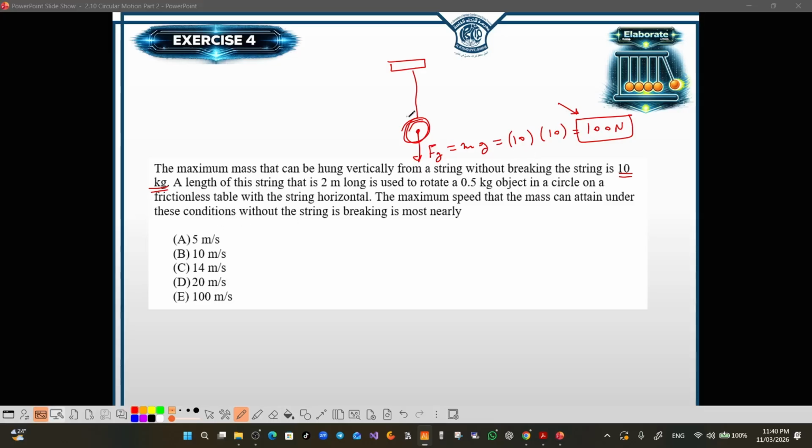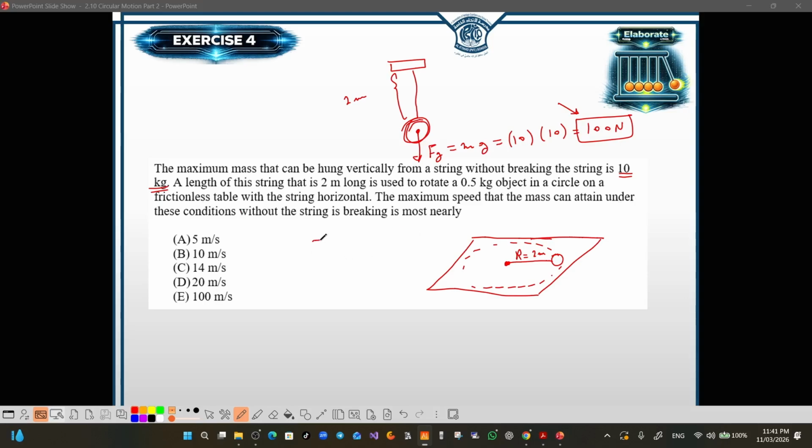The length of the string is 2 meters. It's used to rotate a 0.5 kilogram object in a circle on a frictionless table. So we have a table here and we use only 2 meters of string. To rotate the object, this 2 meters represents the radius. What will be the maximum speed that the mass can attain under these conditions without the string breaking?